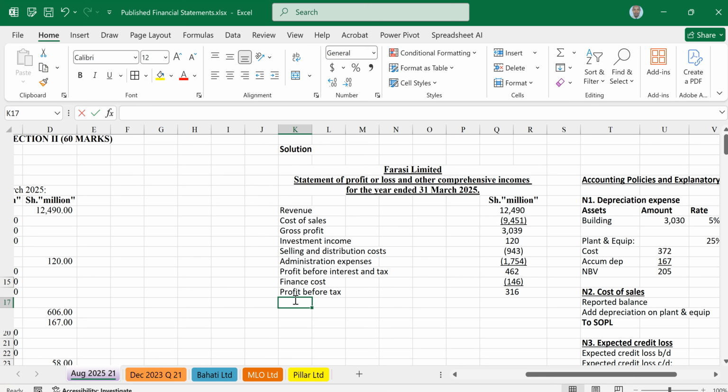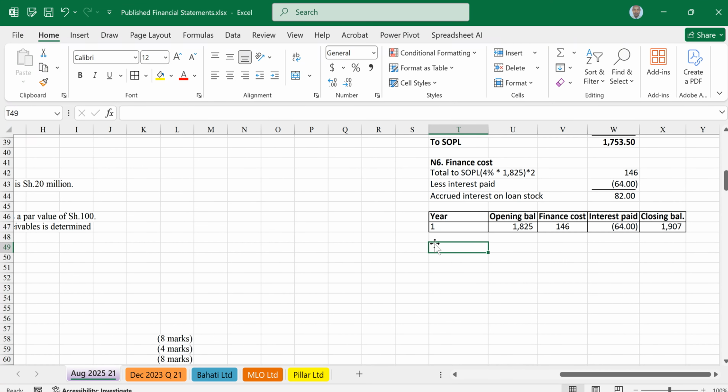Then go for the income tax expense. Income tax expense with note 7.